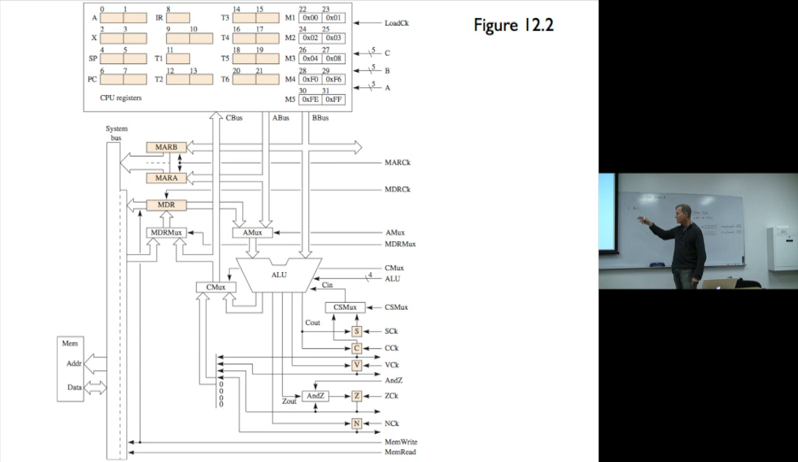Yeah, so it has to go down through the AMUX. Through the ALU. Up through the CMUX. Through the CMUX, through the MDR MUX. Through the MDR, and then into the MDR. And then three cycles, and then to memory.